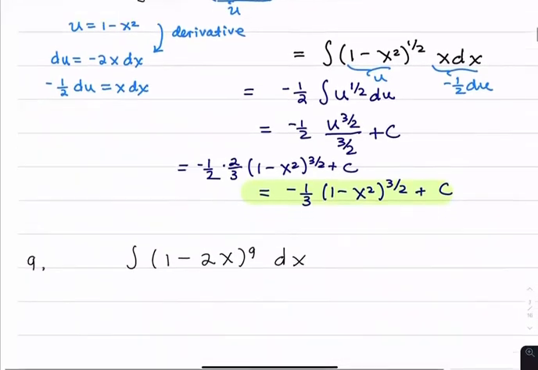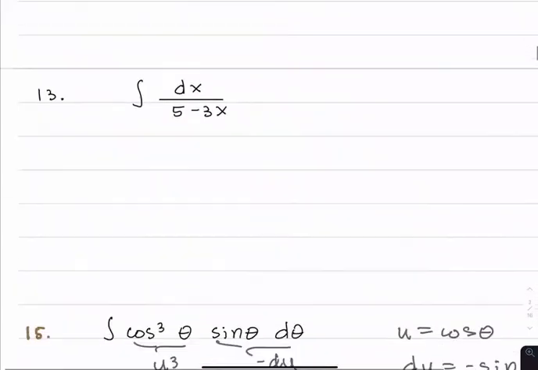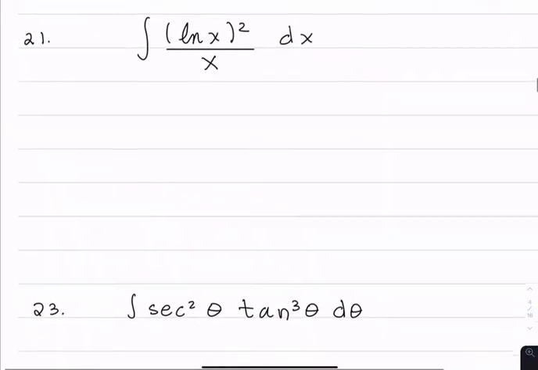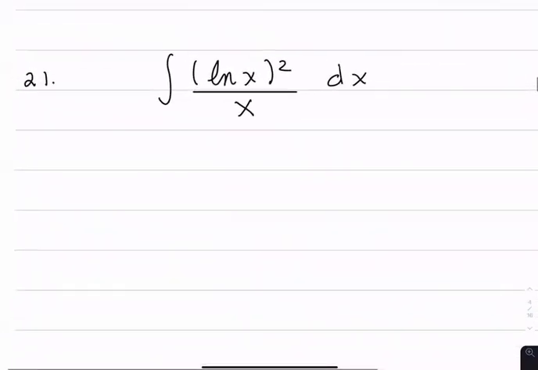Okay, let's do another one. Here's a bunch of solutions, but let me do number 21, because that's a good one, in my opinion. Okay, this is section 5.5.